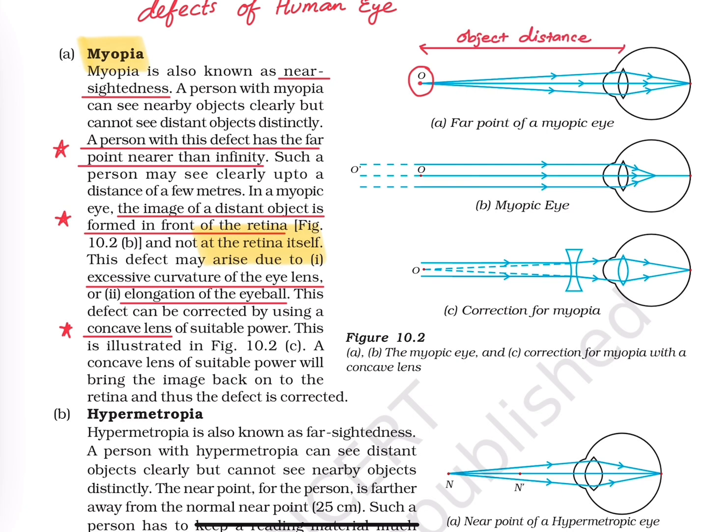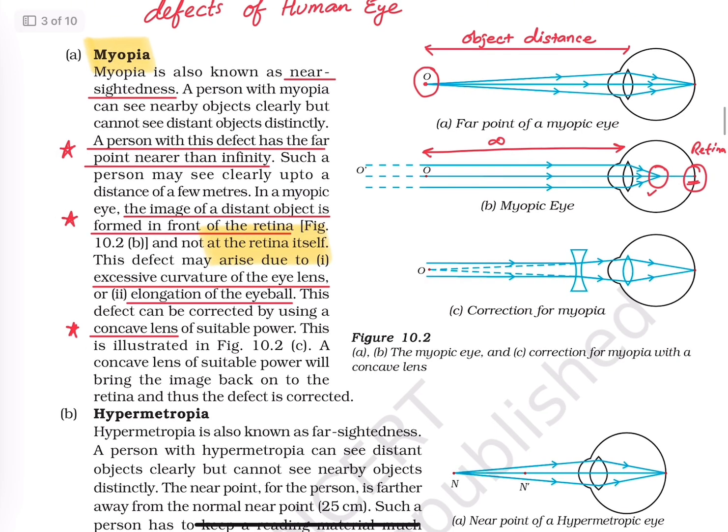If the person has to see an object at infinity, if the object is kept at infinity, then the image is formed in front of the retina and not at the retina. This is the place where the retina is, and here the image has to be formed, but the image is forming over here in front of the retina.